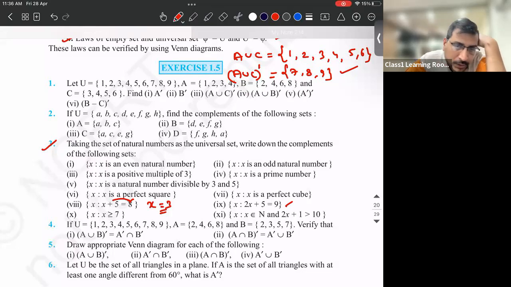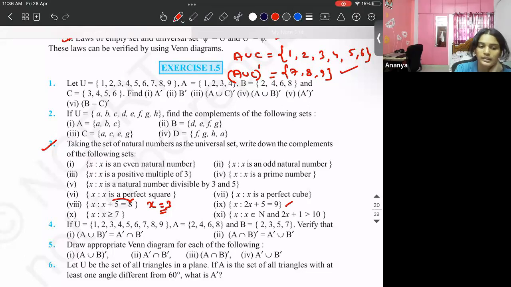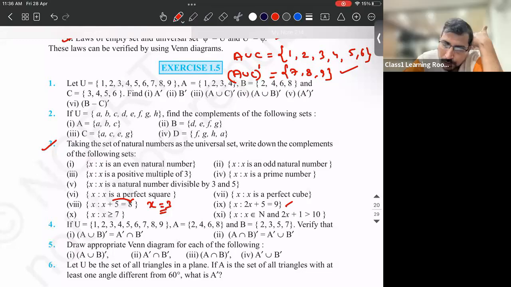X is greater than or equal to 7. Numbers except 1, 2, 3, 4, 5, 6. Yeah, complement will basically be 1, 2, 3, 4, 5, 6. That's it. So should 7 be included or not? No, because here you have equal to.